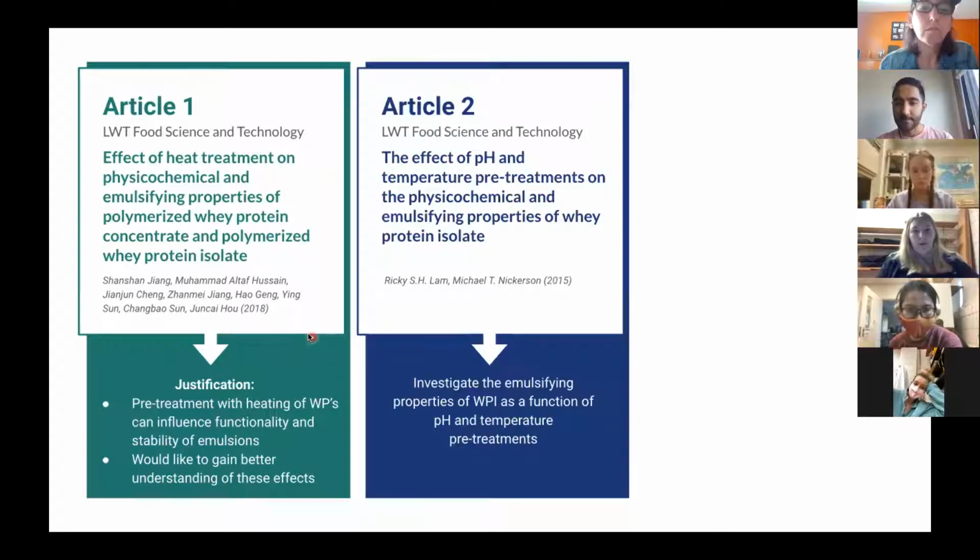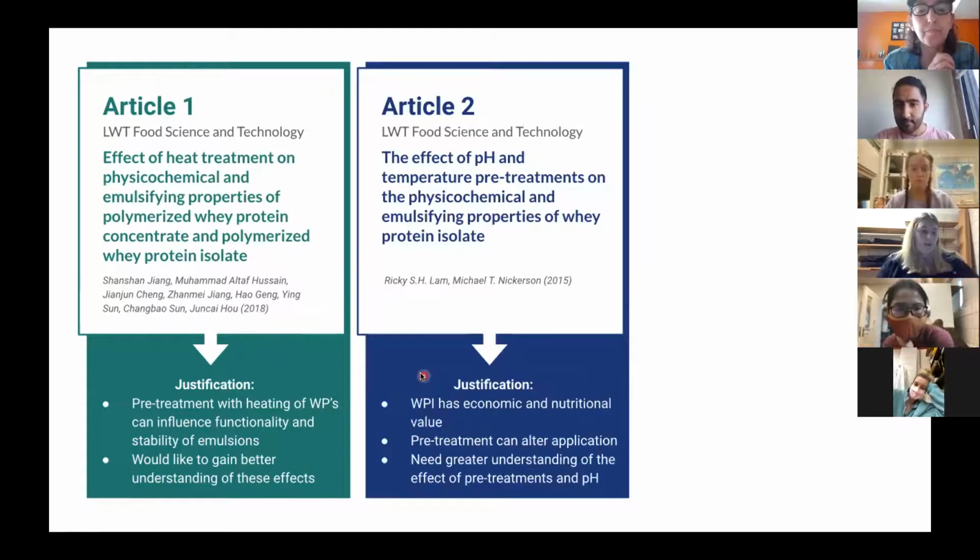Article 2 is about the effects of pH and temperature pre-treatments on the structure and emulsifying ability from 2015. The justification for this paper involves just that whey protein has economic and nutritional value, and they just need, once again, a better understanding of these pre-treatments.